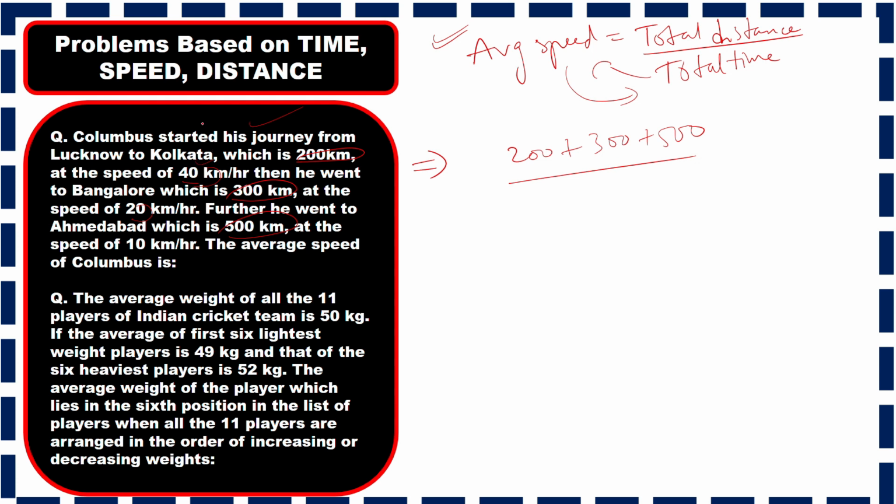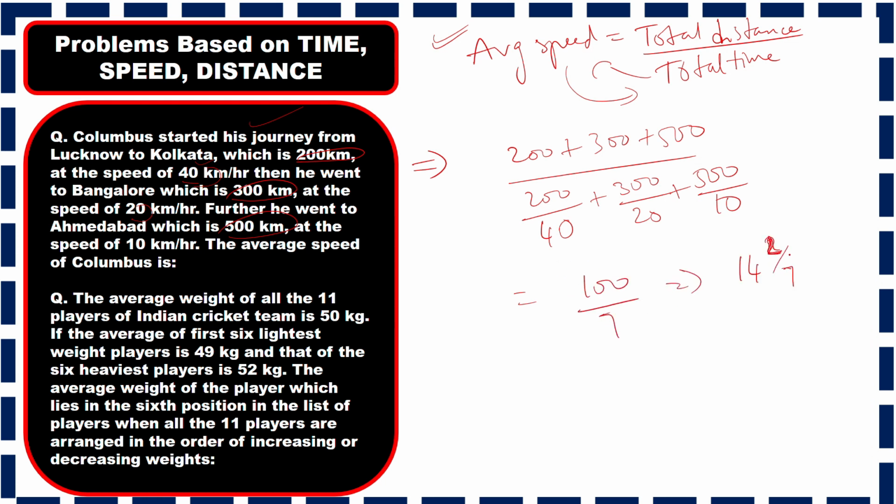Distance by speed. So distance in the first case by speed in the first case, which is 40. And in the second case, distance 300 by the speed in the second case, which is 20. Same goes with the third case, 500 by the speed in the third case, which is 10. Calculate this, you'll get 100 by 7, that will be equal to 14.2 by 7. What is this? This is average speed, right? 14.2 by 7 kilometer per hour. You can also convert this, so you'll get a decimal form, right?